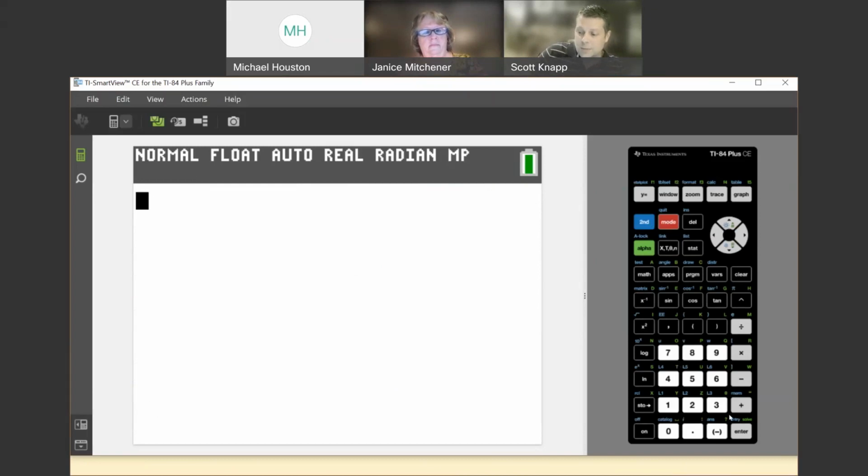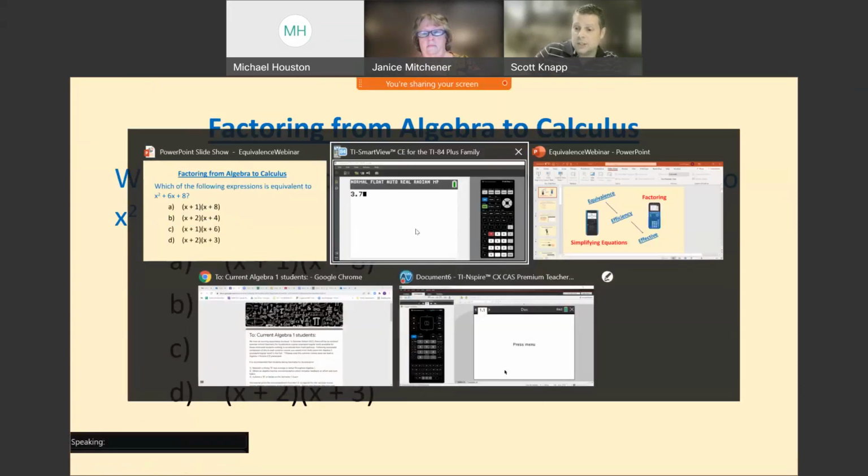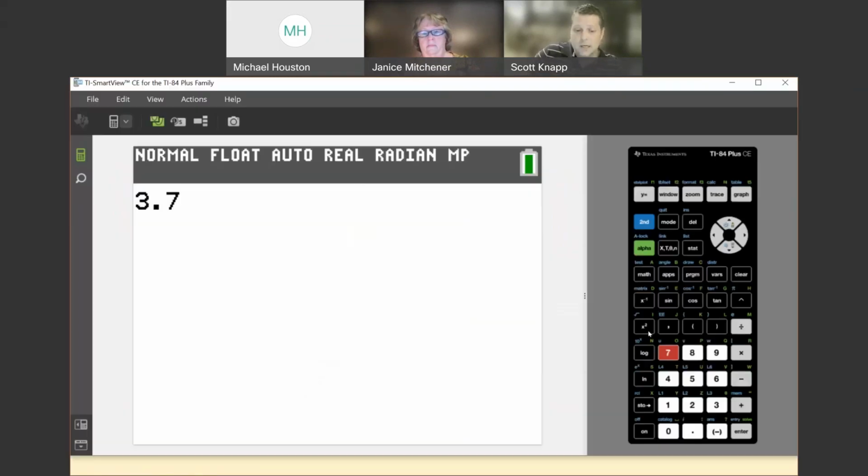So I'm just going to pick a number, 3.7. And I'm going to fill that into that first expression. Now let me just pop those up real quick so you kind of know what I'm doing here. Okay, I'm putting the 3.7 into my initial expression of x squared plus 6x plus 8. And then I'm going to do the same thing for the factored expressions and see when I get something equivalent. Because a lot of times I don't think that our students realize that that's what factoring creates.